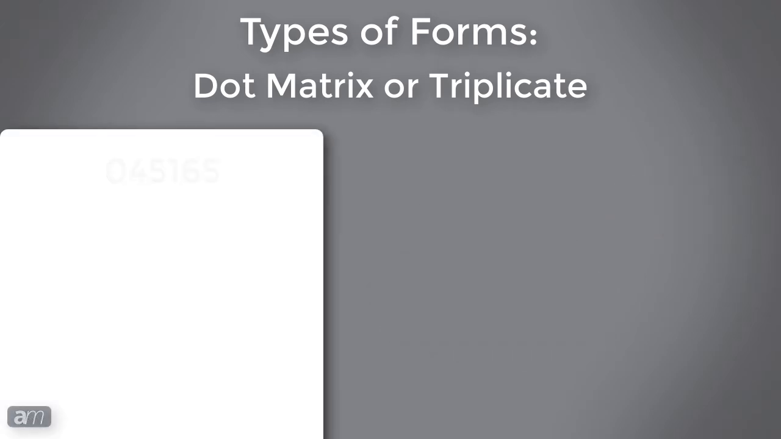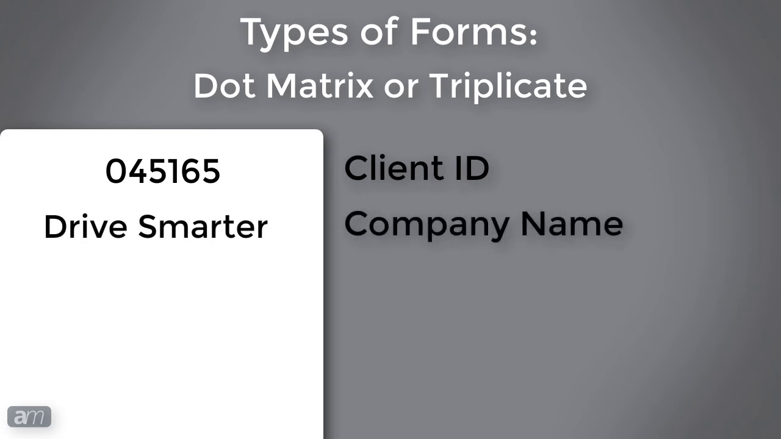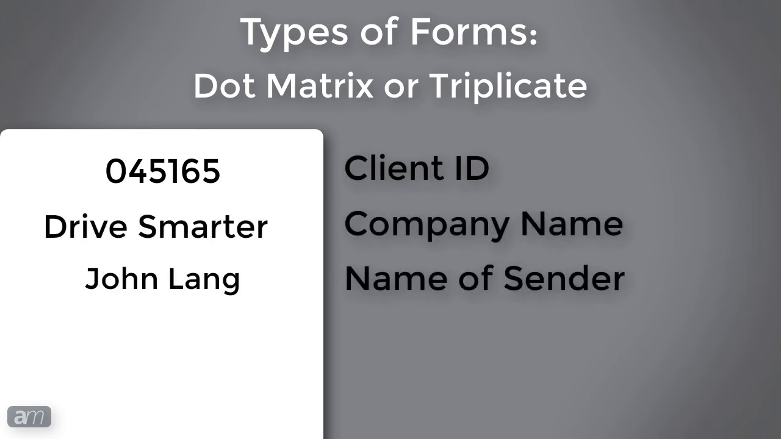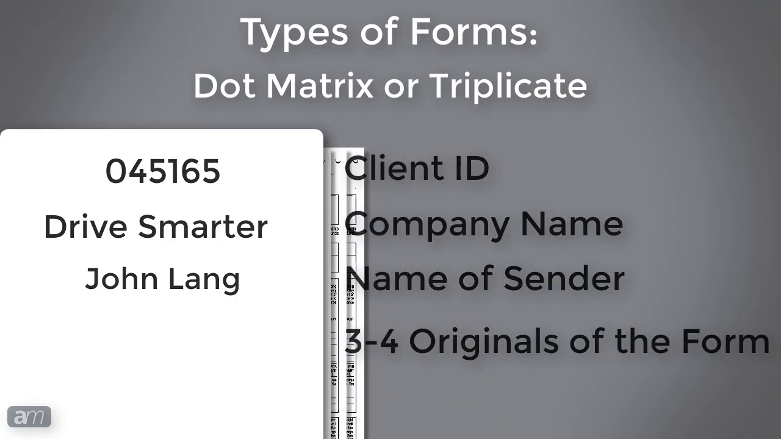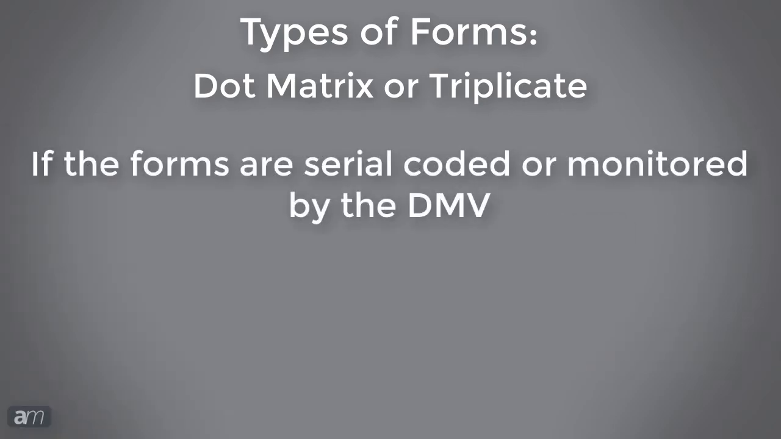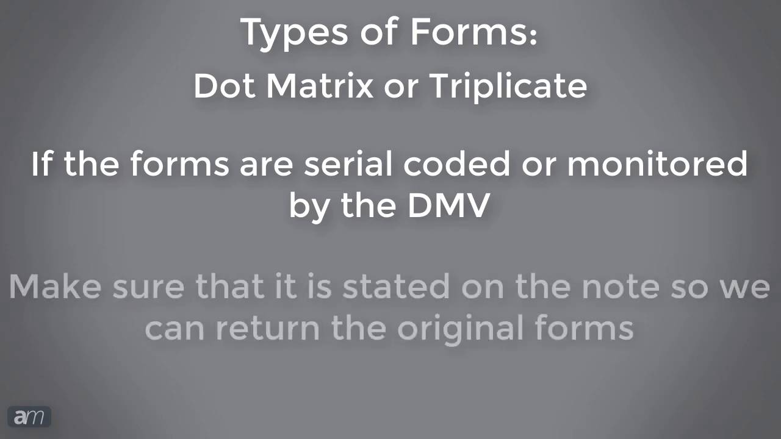Please provide a note with your client ID, company name, the individual's name who sent in the request, and 3 to 4 originals of the form. If the forms are serial coded or monitored by the DMV, make sure that it is stated on the note as well, so we can return the original forms to you once we process them.